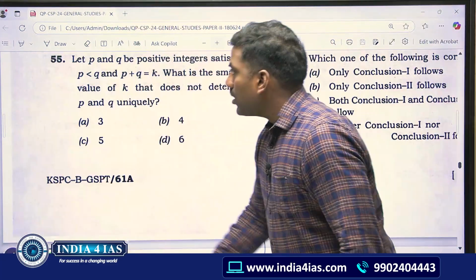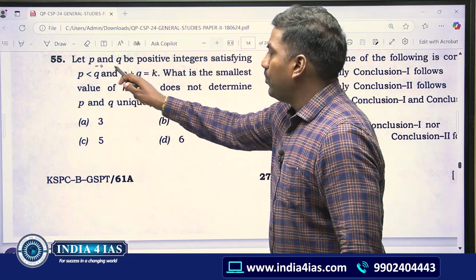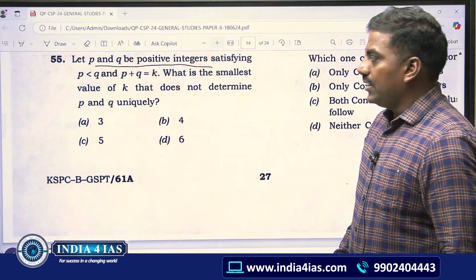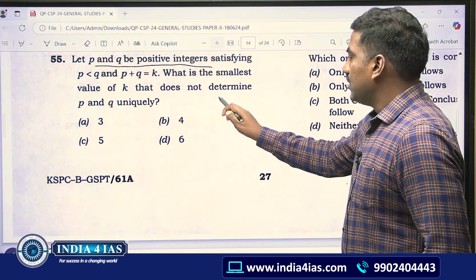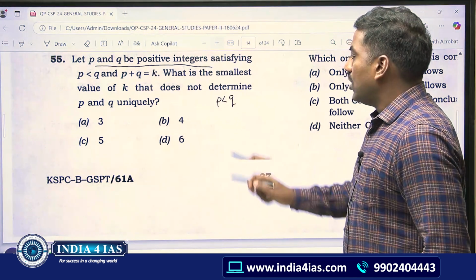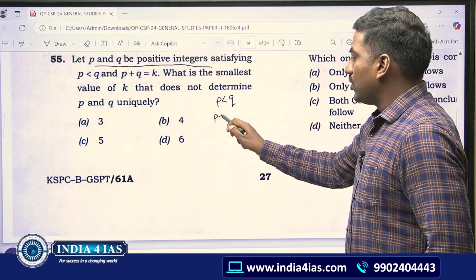Let P and Q be positive integers satisfying P is less than Q, and P plus Q is equal to K.